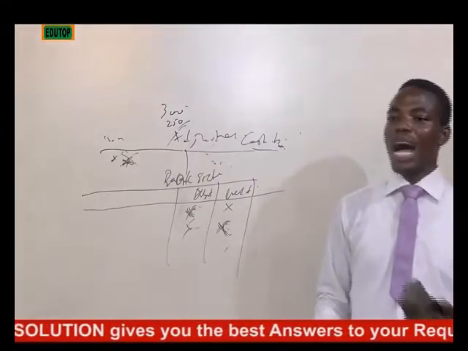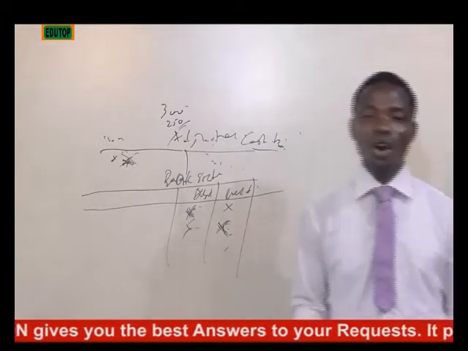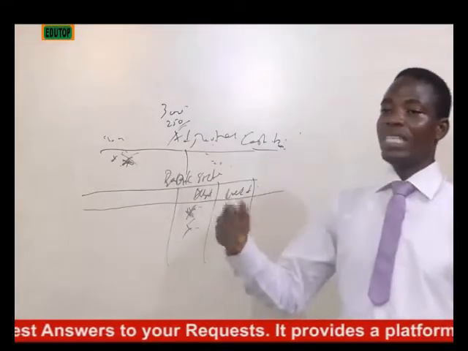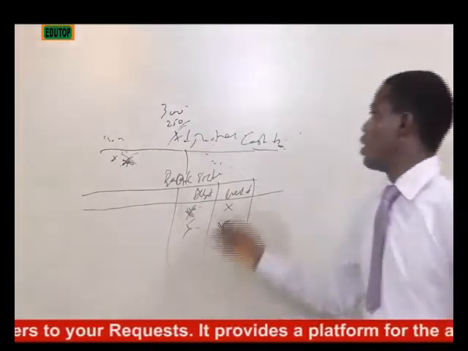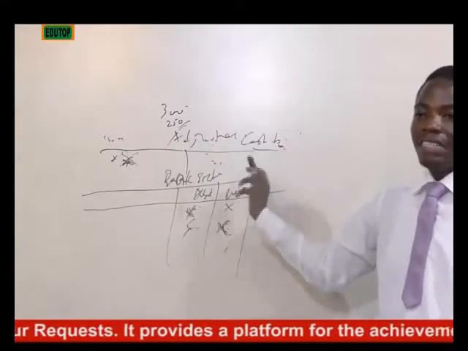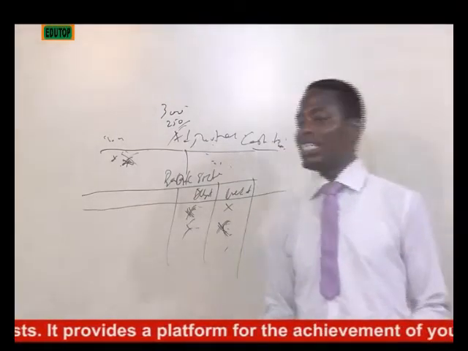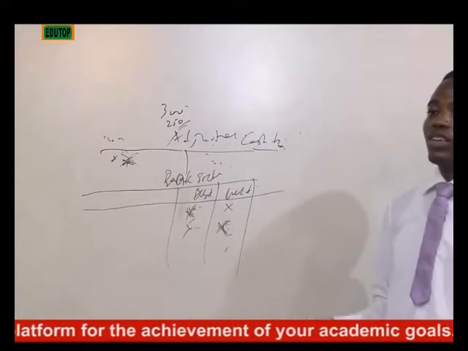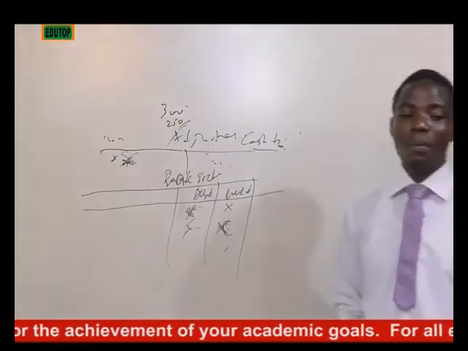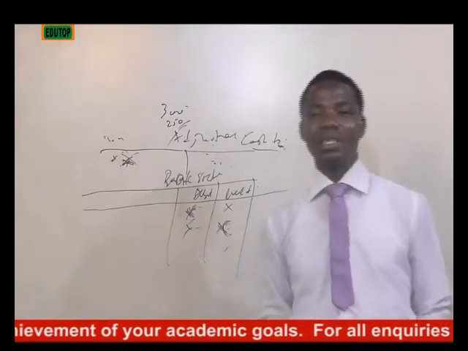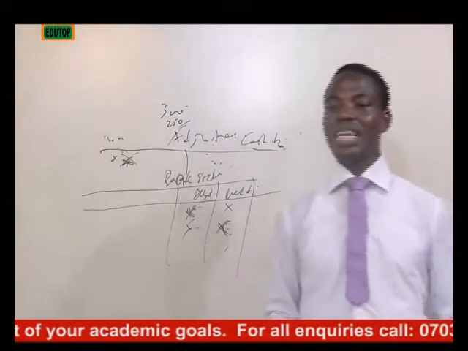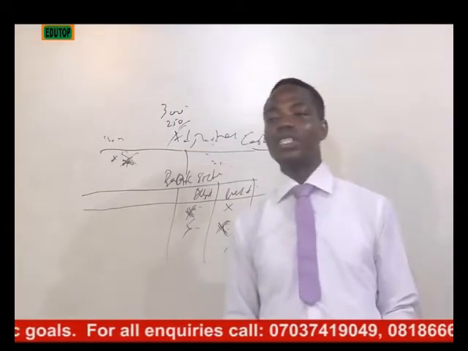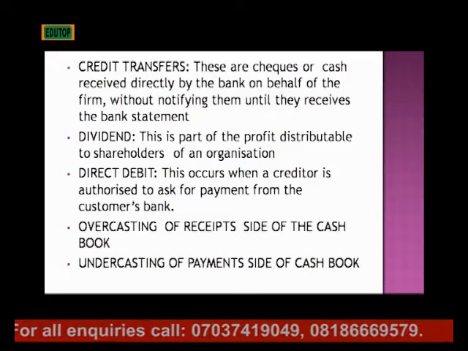So when you authorize a creditor to ask for payment on your behalf, that means when the payment is made to the creditor, it reduces your what? Cash book. But if such a thing happens and you are not notified that your creditor has asked for payment from your bank, then it causes disagreement. Then the second to the last, we have overcasting of the receipt side of the cash book.